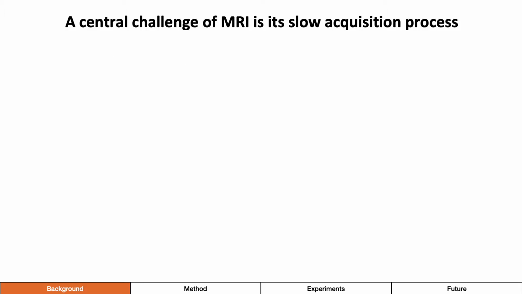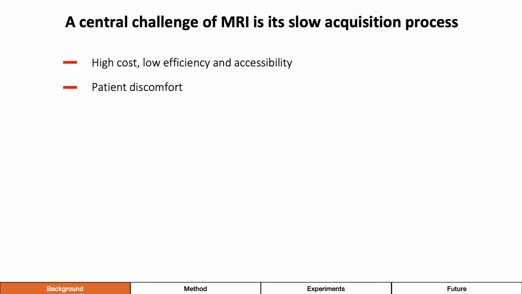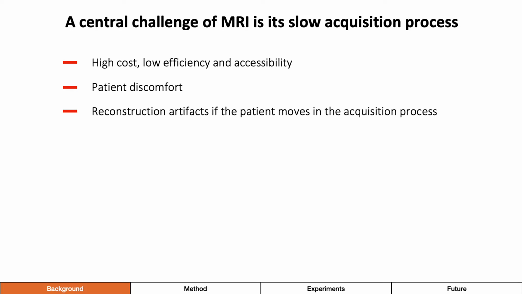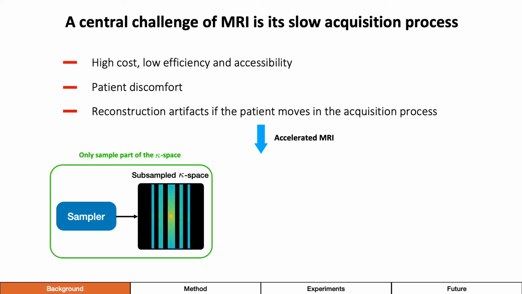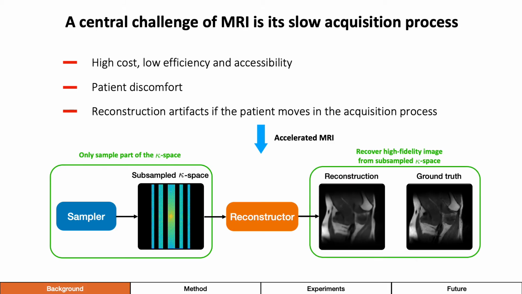The central challenge in MRI is its slow acquisition process, which leads to high cost, patient discomfort, and reconstruction artifacts when the patient moves. Accelerated MRI mitigates this challenge by only measuring part of the K-space to reduce acquisition time. We aim to recover a good reconstruction from these partial measurements.